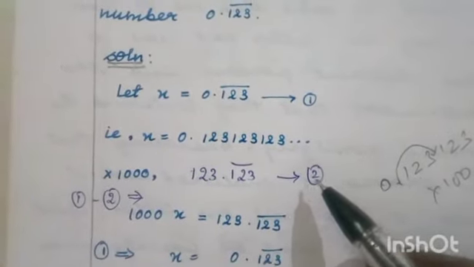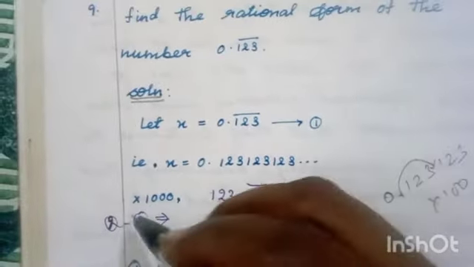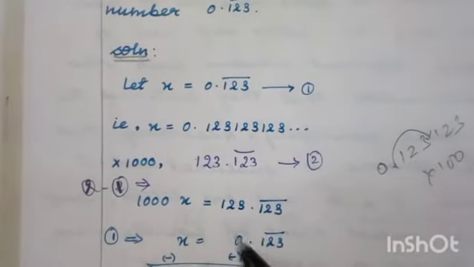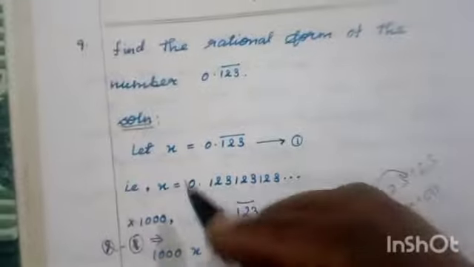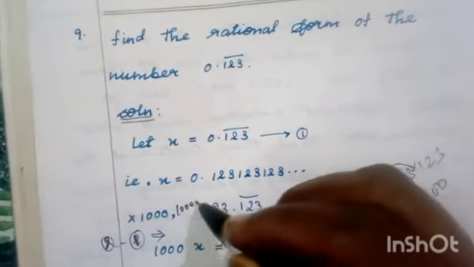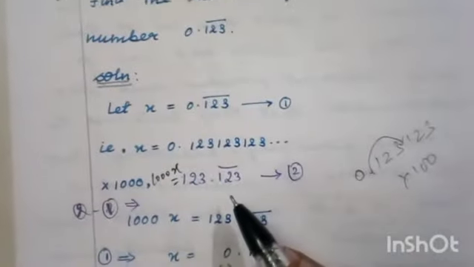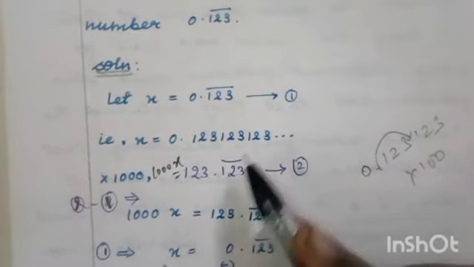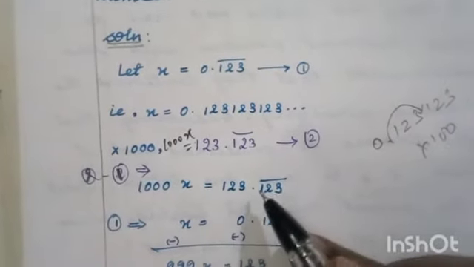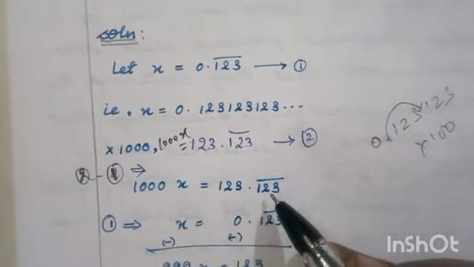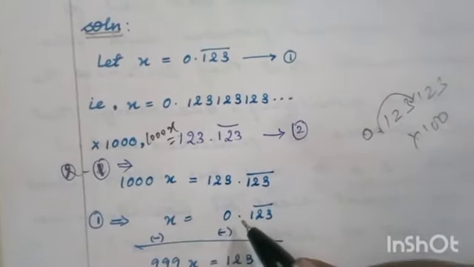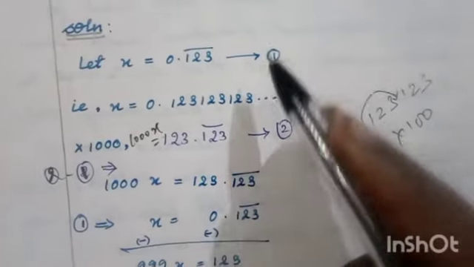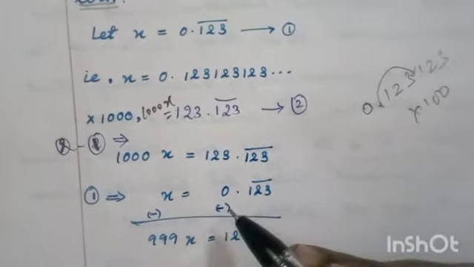Now we have to subtract equation 2 minus equation 1. So that is 1000x equal to 123.123 bar, minus x equal to 0.123 bar, which is equation number 1. So you have to subtract these two.